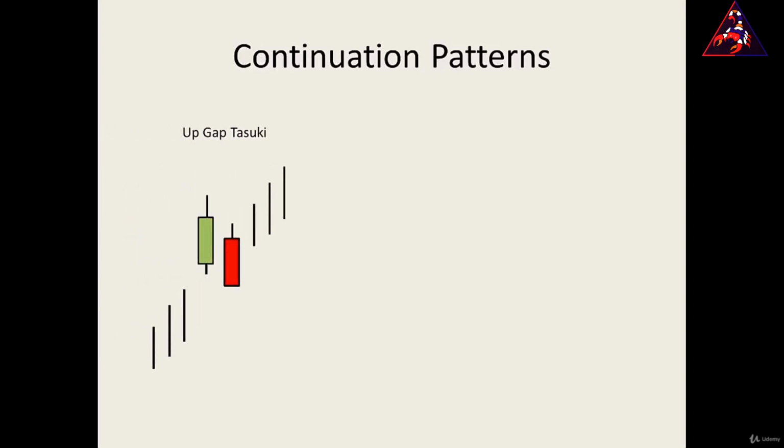Here we have what's called an up gap Tsuki. Now the up gap Tsuki is a 2 candle pattern. The uptrend gaps up to a green candle. It is then followed by a rejection with a red candle, and that red candle opens inside the body of the prior candle, and it closes below the real body of the green. The market then subsequently gaps up and continues in an upward direction.